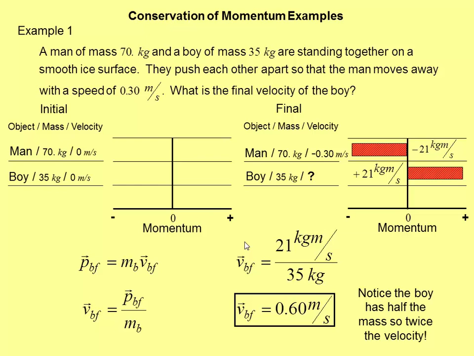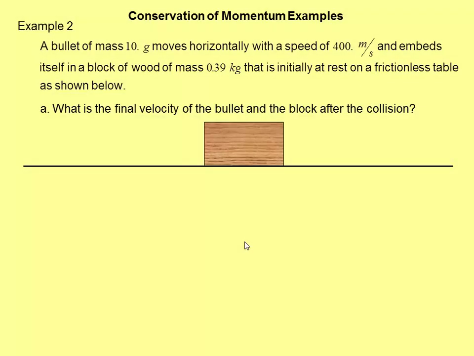Here is our second example. Here we have a bullet of mass 10 grams moving horizontally with a speed of 400 meters per second. It embeds itself in a block of wood, a much more massive block of wood of mass 0.39 kilograms that is initially at rest, again, on a frictionless table, so we don't have to worry about external forces. I want to know what is the final velocity of the bullet and the block after the collision, and recognize here that since the bullet embeds itself in the block, that's the same velocity.